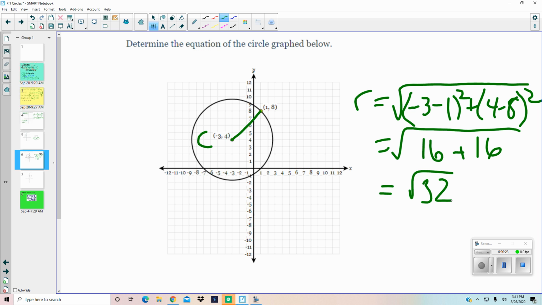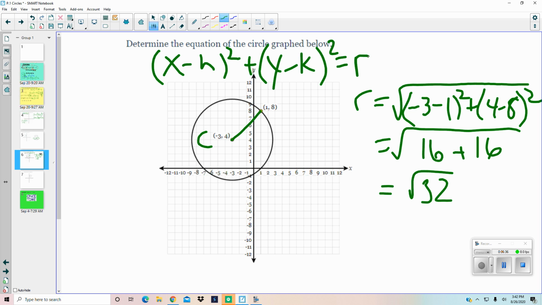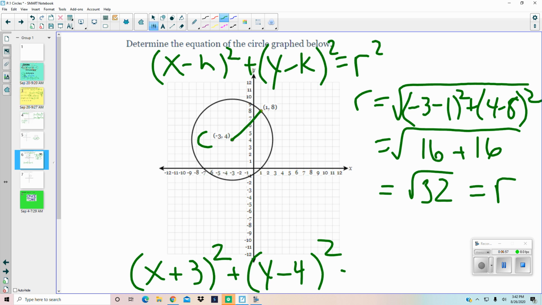Now you might think, do I have to simplify that? No, you do not. That's because my equation is (x - h)² + (y - k)² = the radius squared. This square root of 32 represents the radius, so if I square the square root of 32, that's just 32. So my final answer is (x + 3)² + (y - 4)² = 32.